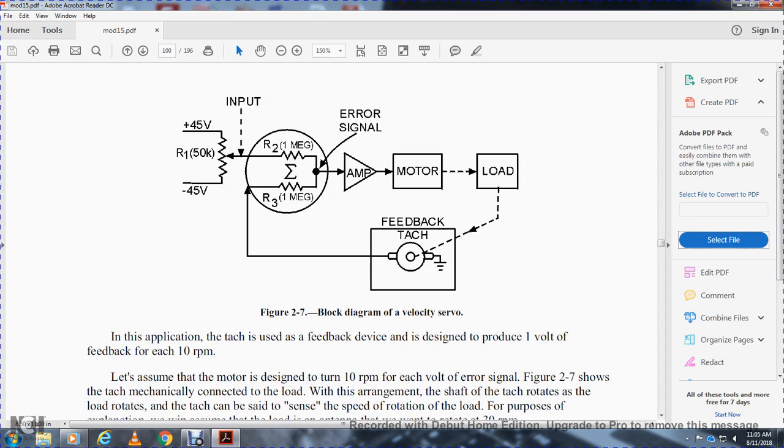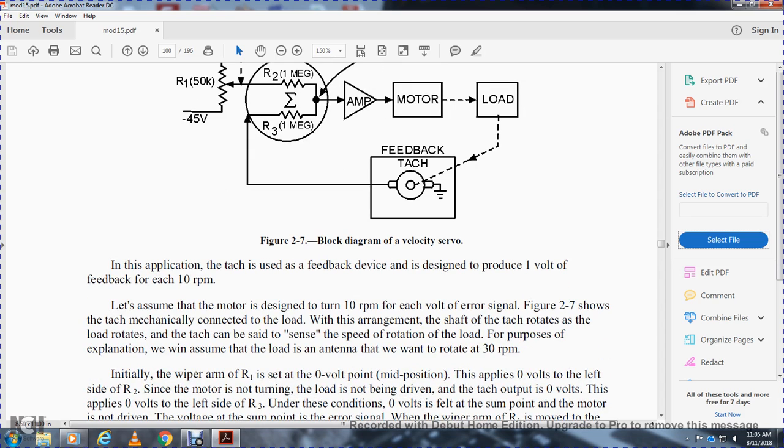Resistor 3. In this application, the package feedback with the drive is designed to produce 1 volt for every 10 RPM of feedback. Let's assume the motor is designed for 10 RPM for each volt of error signal. Figure 2-7 shows the tach mechanically coupled with the load, so the shaft of the tach rotates as the load rotates.